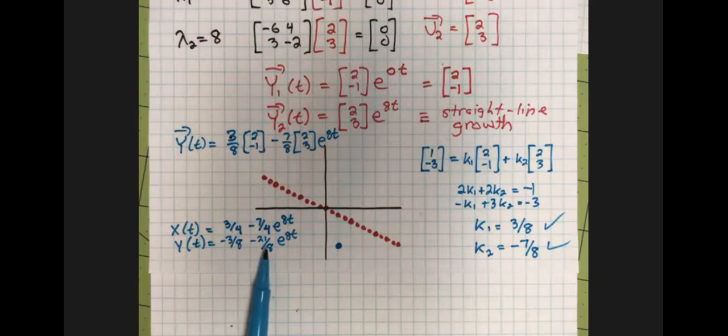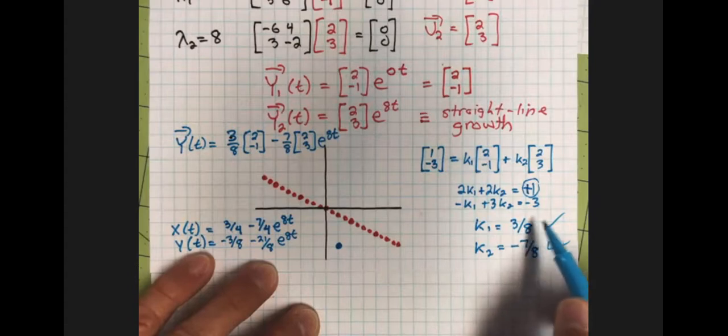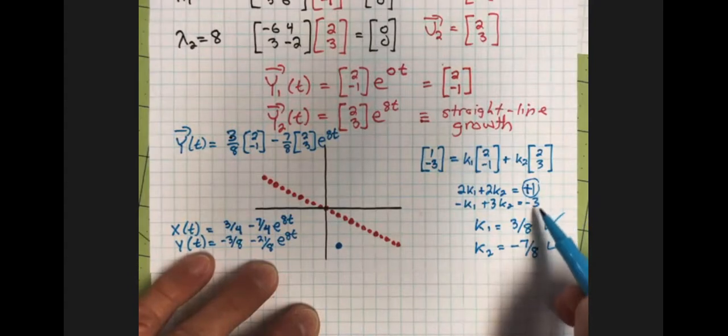-3/8, -21/8 is -24/8. That's good, that's a -3. But why is this -7/4? That's 3/4 minus 7/4, which is -1/4. I put a -1 here. I should have put a +1. Okay, screwed up. So let's fix it.